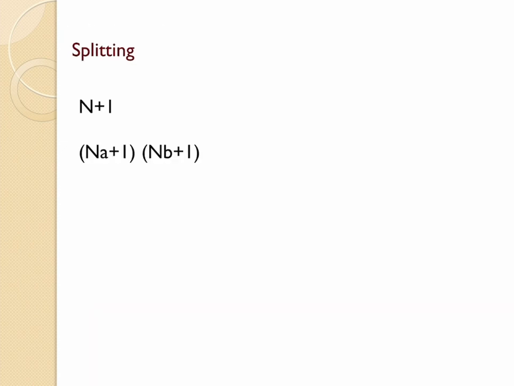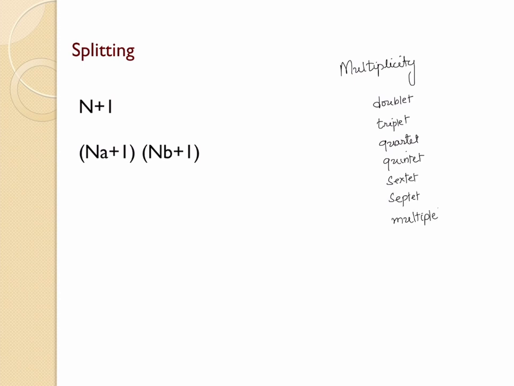So the splitting is going to follow the n plus 1 rule, and in some places we'll also be replacing this n plus 1 with Na plus 1 times Nb plus 1. The number of peaks that is present in a signal is called the multiplicity. Let's say that one signal has been split as 2 peaks, in which case we are going to call this a doublet. When the signal has been split as 3 peaks, then it will be a triplet. 4 peaks will be called a quartet. 5 peaks, quintet, 6 peaks, sextet, and after that we generally call it a multiplet.